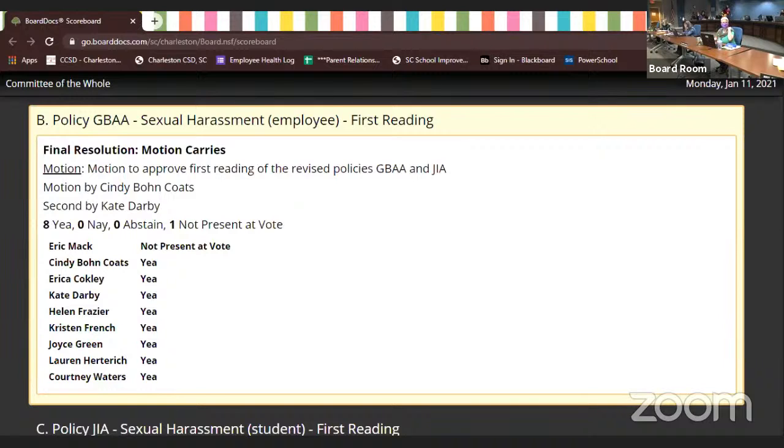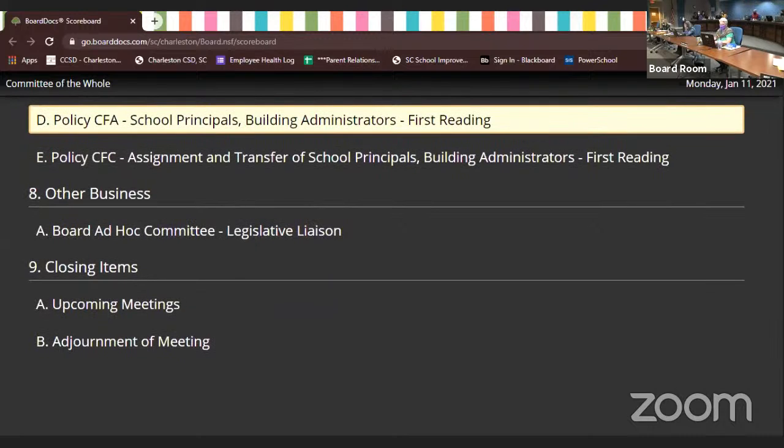We've got the motion carries. All right, thank you. Now we'll move on to policy 7D and 7E, and we'll take these one at a time in case there are questions.